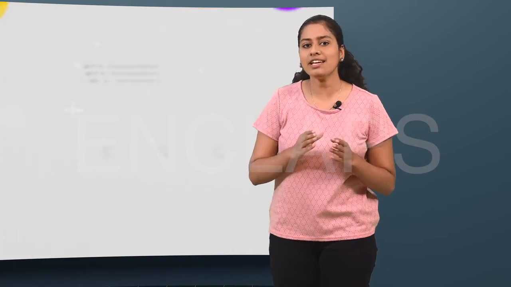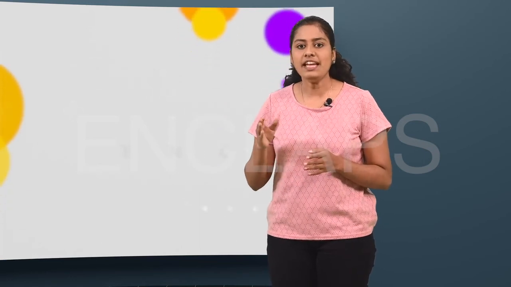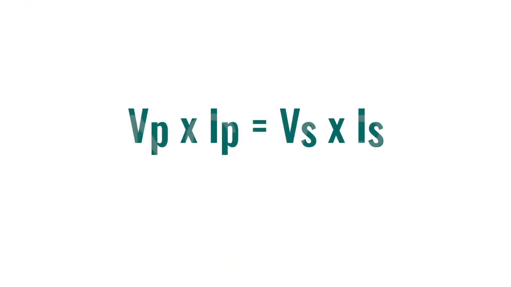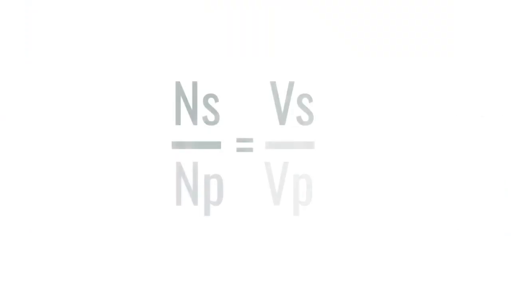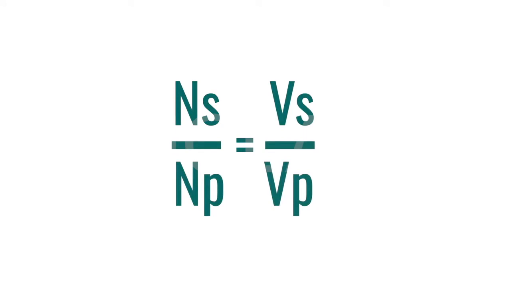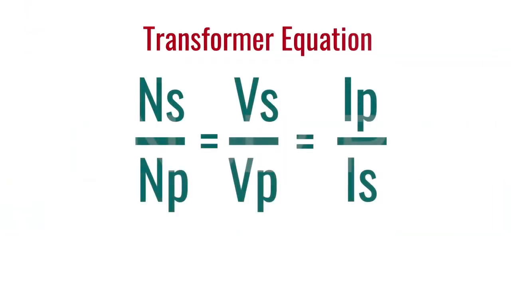As we mentioned earlier, the power in the primary and the secondary coils of a transformer will be a constant. That is, P is equal to V into I. So, we can write VP into IP is equal to VS into IS. Like this, one more equation is there. NS divided by NP is equal to VS divided by VP. On combining these two equations, we get NS divided by NP is equal to VS divided by VP is equal to IP divided by IS. This one is called the transformer equation.